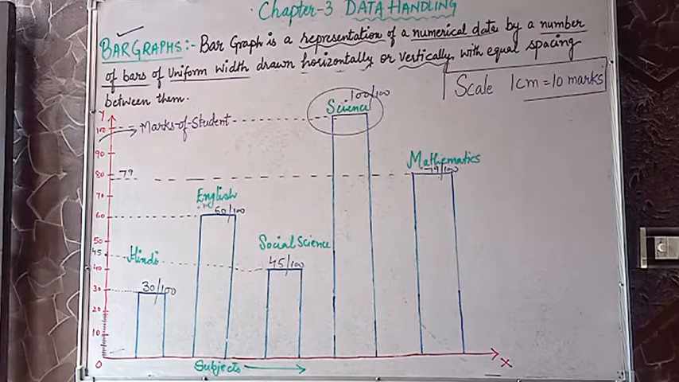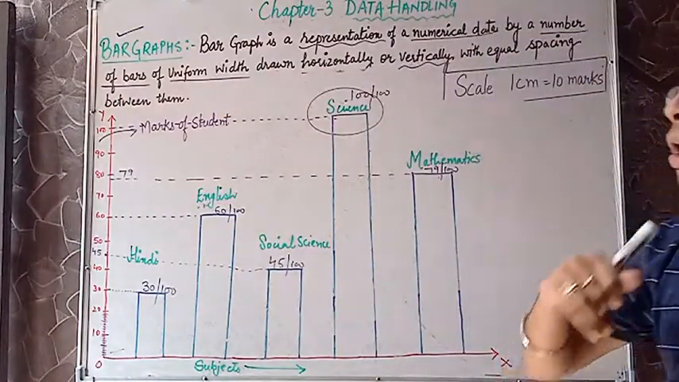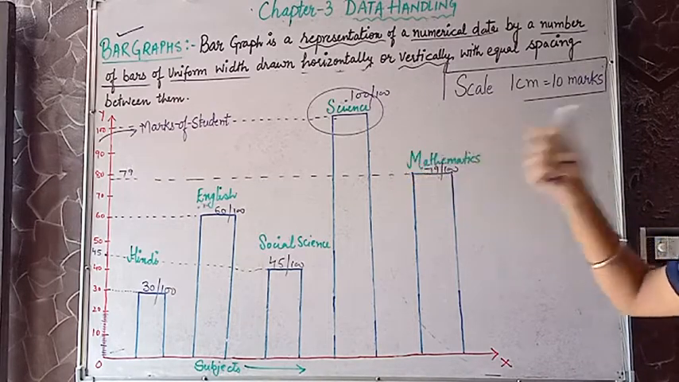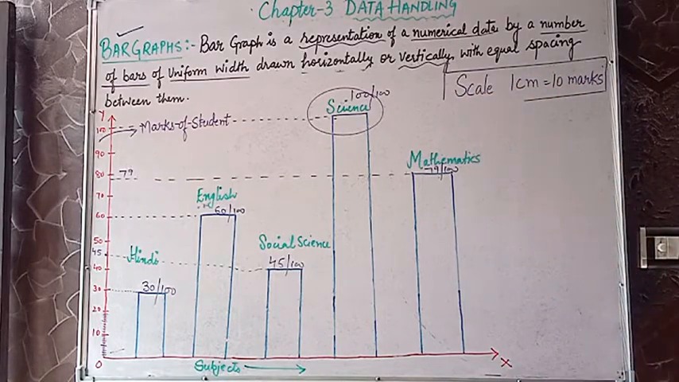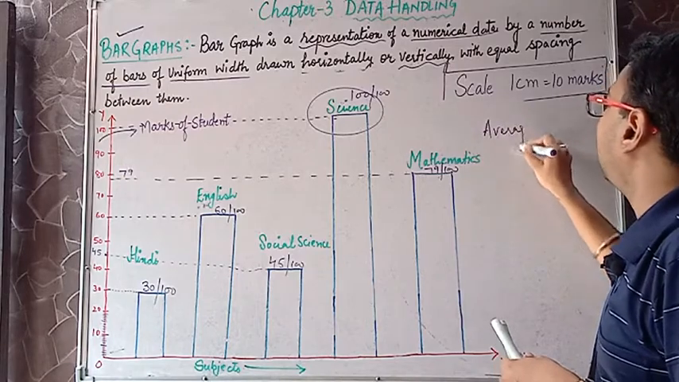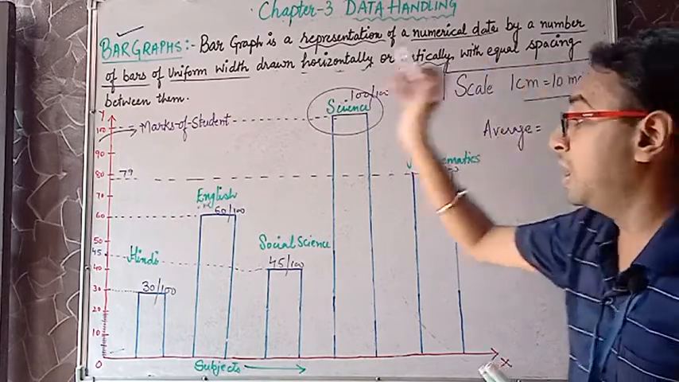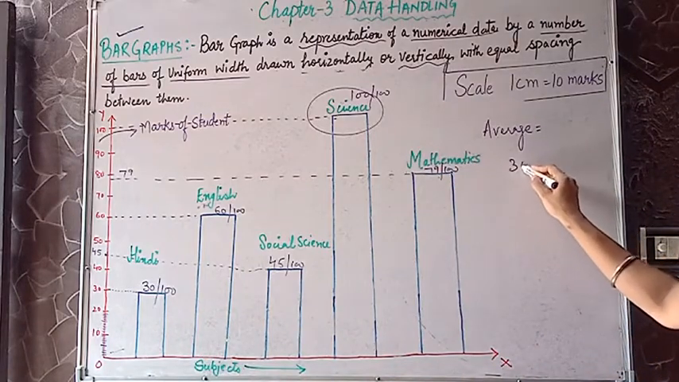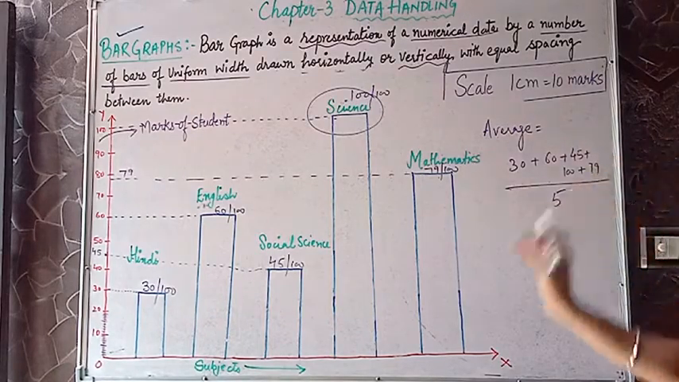So this way we can have different types of questions. Maybe a paragraph is given to you and the examiner, or anyone who is taking your test, may ask any question related to the paragraph. I can ask, tell me the mean of this particular data, the mean marks, the average marks. What do we have to do? If I have to find the average, what is the formula of average? Sum of all the observations upon total number of observations. So how many subjects are there? 1, 2, 3, 4, 5 subjects. What are the marks in Hindi? 30. In English? 60. In social science? 45. Science 100 and maths 79, upon 5, and hence you will get the answer.